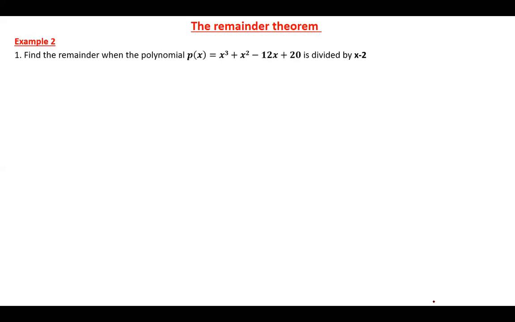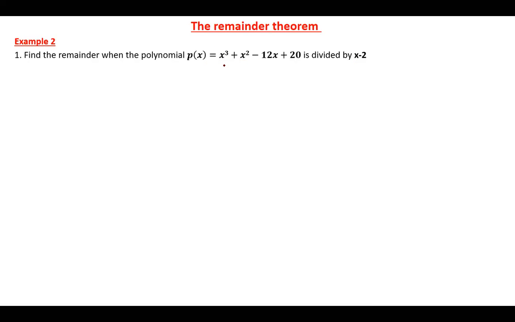The question is saying find the remainder when the polynomial p of x is equal to x cubed plus x squared minus 12x plus 20 is divided by x minus 2. So what the question here is saying is, when we divide this x minus 2 into this polynomial, what remainder are we going to have?